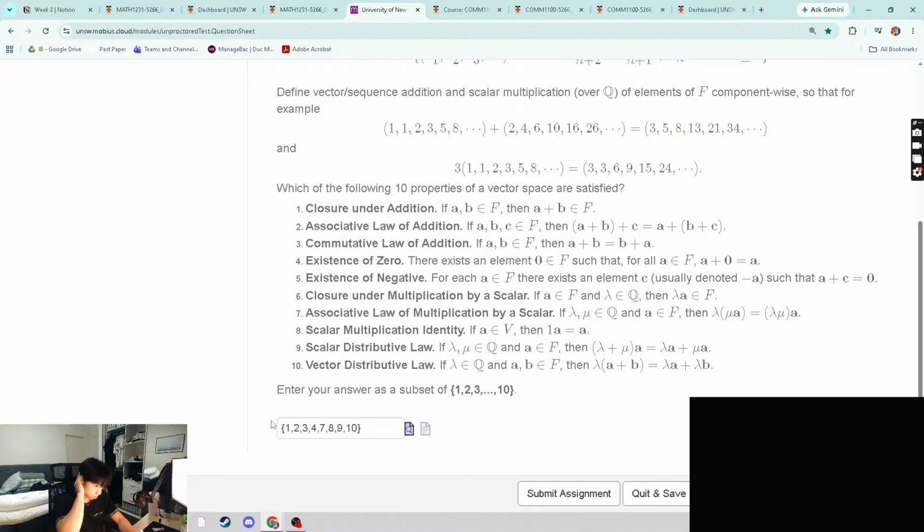Really? Scalar A's in Q. 1 over 3 plus 1 over 3, 1 over 3, 2 over 3, 3 over 3, 5 over 3, 8 over 3. And it works.